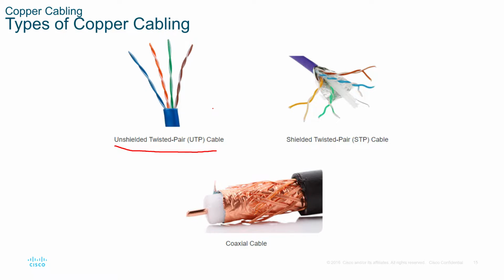To try to eliminate either EMI or RFI, we can also have a shielded twisted pair. And as we can see, we have a foil. Each of the pairs may also have foil around them. At one end of the cable, we connect the foil to a ground connection. It is only done at one end because we do not want the foil to become a conductor.